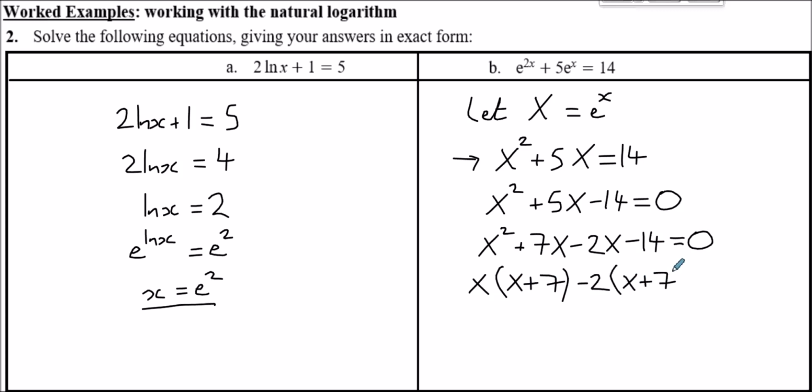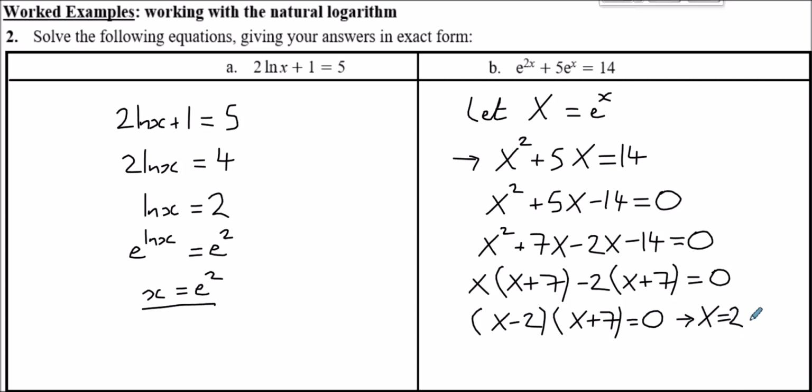So that bracket X plus 7 duplicates. So we've got X lots of it over here, minus 2 lots of that bracket over here. So in total we have X minus 2 lots of X plus 7 equals 0. So therefore what we get is that either big X is 2 to make this bracket equal to 0, or, of course, we might have that big X is negative 7.